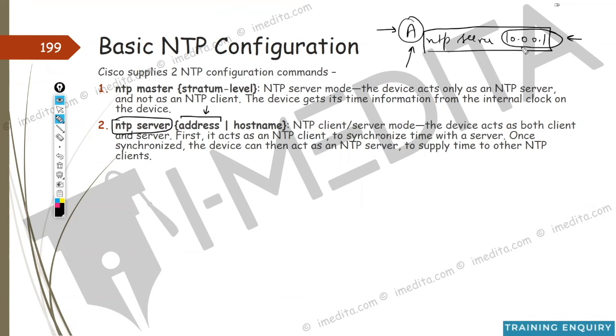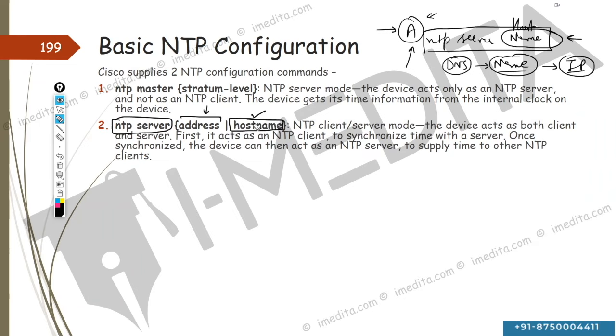Now it's not necessary that we just give an IP. We can also have the option of giving a name. If you give a name here, a host name, then you have to ensure that there are DNS servers available through which it can resolve the name to an IP, because that is only when this device A can synchronize time with that device. So you have the option of either specifying an IP address or a host name.